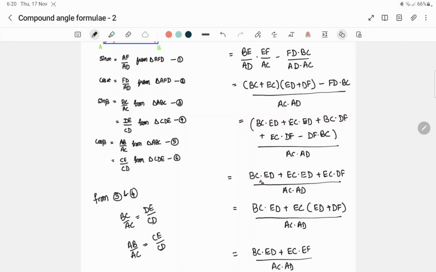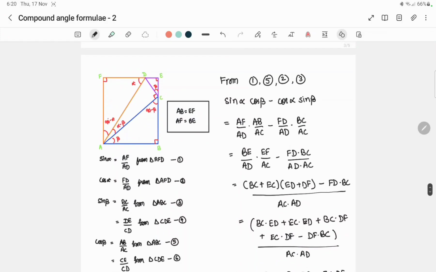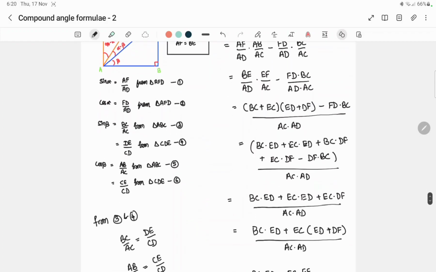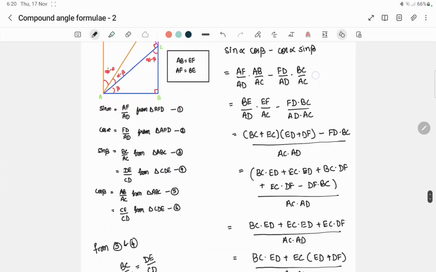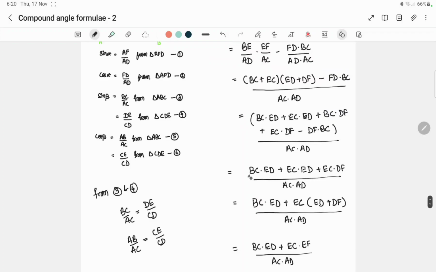Now you have BC and EC. If I take ED common, can you add BC and EC? Let's see. BC and EC. Okay, you can add them up, right? That will give us BE. So that is one way you can do about it, combining these two.